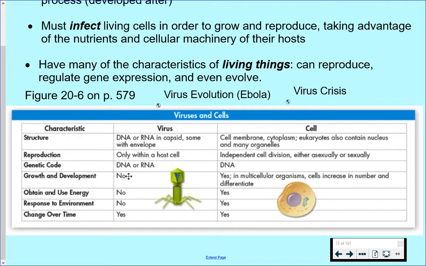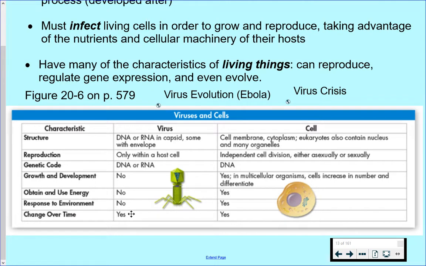Viruses cannot grow and develop. Of course, cells can. Viruses do not eat. They do not need to obtain energy because they take over the cell and use its energy. Of course, cells need energy. Viruses cannot respond to their environment, but of course cells can. That's one of the characteristics of living things. But both of these can change over time, just like we talked about in the last chapter. They can adapt, they can mutate, and that is how viruses jump from one species to another.